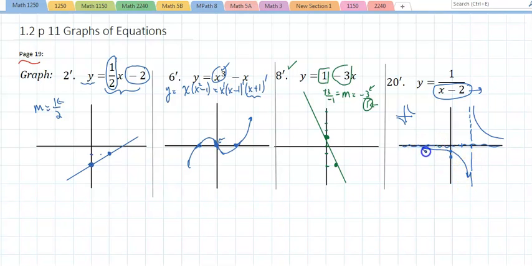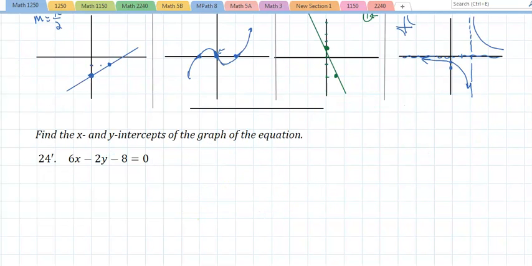Intercepts are key, and I'll talk about what that means, probably starting in this section. And intersection of lines, what that means. On the next set of problems, you'll notice it's asking for the intercepts. Find the x and the y intercept.